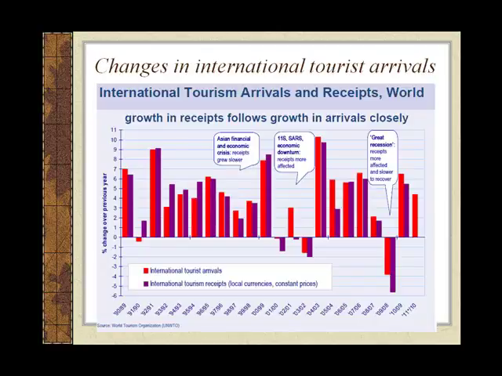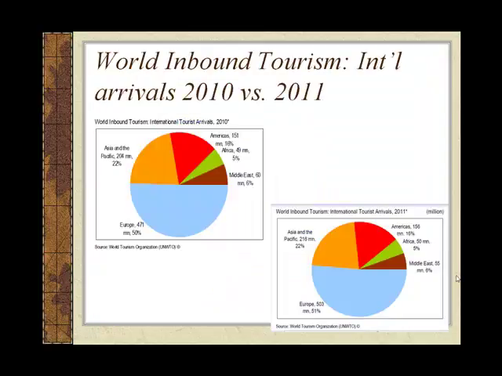Yeah, this graph just shows you what actually happened in those years. So if you look at the 90s, you had the Asian financial and economic crises. In 2001, 2002, 2003, you had SARS, 9/11, the economic downturn, and again you had the Great Recession recently, where international tourist arrivals were in the minus here as well. And then just to compare your inbound tourism 2010 versus 2011, it might not look like a lot of changes, but again, the numbers rather than the percentages are significant here as well.